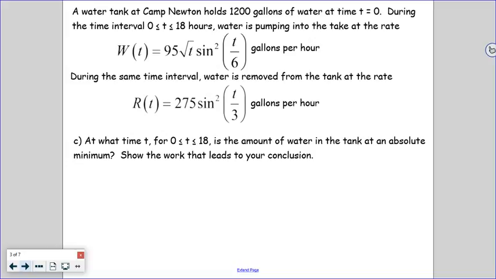So let's remind ourselves, first of all, what our derivative was. We just did that on the last page. You still can see it. I cannot, so I'm going to rewrite it here. Our derivative was w of t minus r of t.